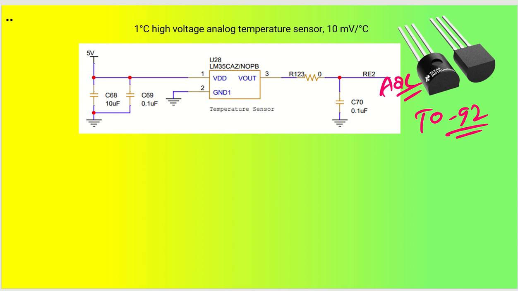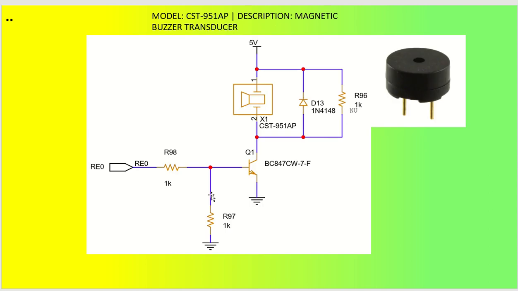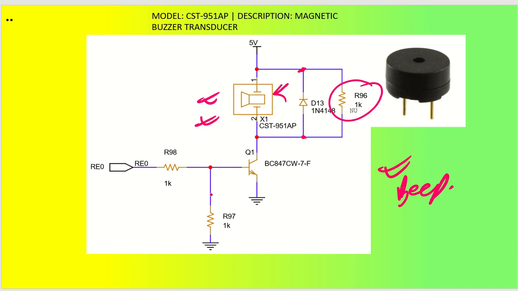Good. Now, sometimes we need beep alarms, whenever there is some temperature rise, or some problem in your circuit or software, and you want to put in an alarm beep. So for that, I have given one magnetic buzzer. This is my magnetic buzzer, the CST-951AP from CUI Devices, and it is connected through one diode, which is recommended. I have given a provision for a resistor as well, so that some other kind of buzzers which require a resistor across them can also be used.